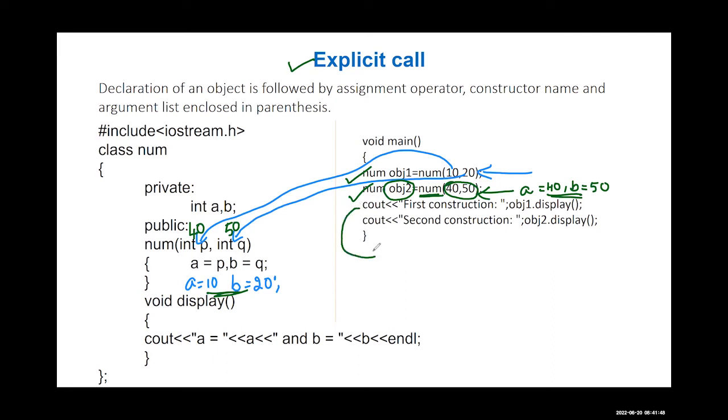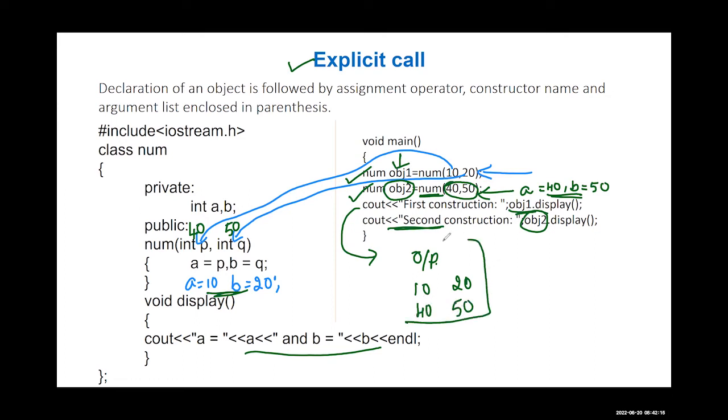See, our first constructor, object1 dot display. Object1 dot display is nothing but it is displaying the value. So how is my output going to be? It is displaying A and B. So for object1, the value is going to be 10 and 20. For object2, that is the second line, object2 dot display, I am displaying A and B, and the value is going to be 40 and 50. I hope you are understanding how this is working.